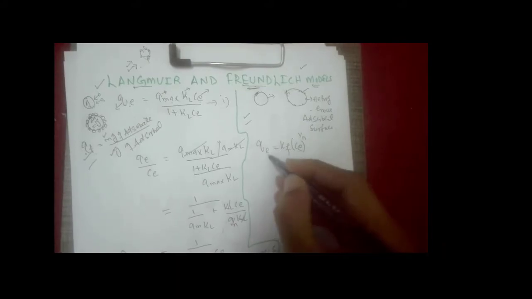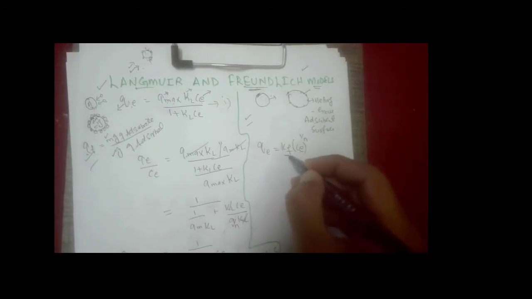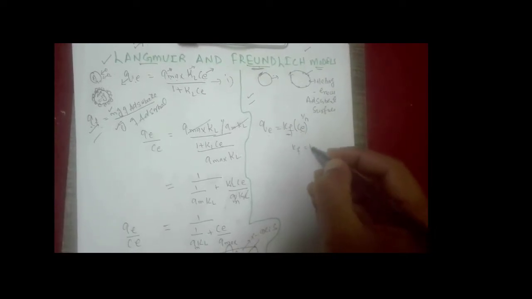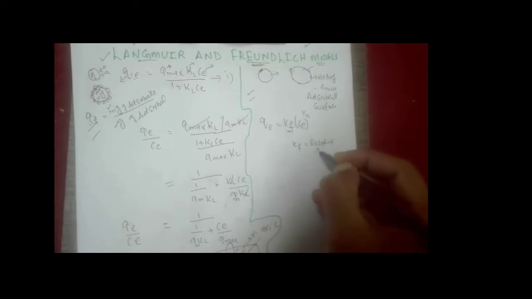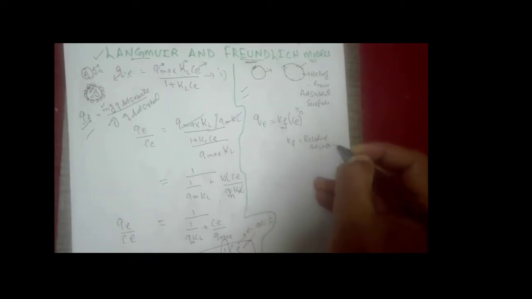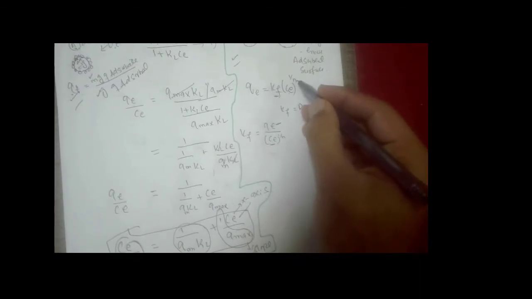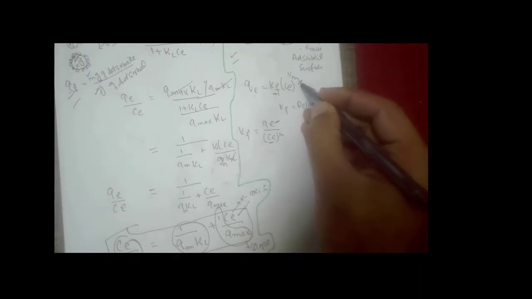Here Ce is the equilibrium concentration, qe is the equilibrium uptake, and KF is the Freundlich constant, which shows the relative adsorption. Freundlich showed the relative adsorption between adsorbate and adsorbent. It is nothing but the relation between the solution concentration and the adsorbent uptake. So it shows the relative adsorption. Now n is the intensity factor or heterogeneity factor, showing how heterogeneous the surface is.